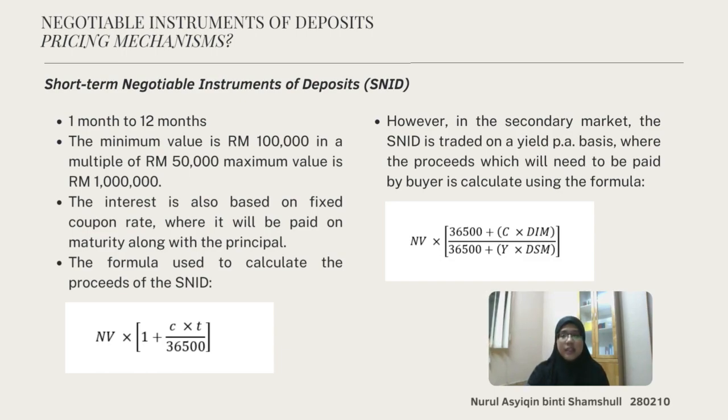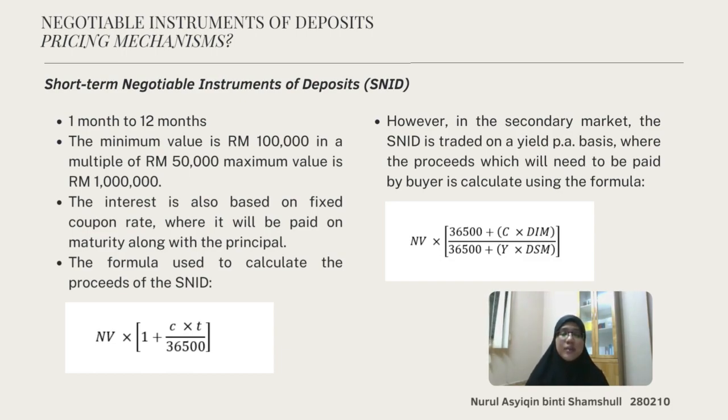NID are divided into 4 categories, the first one being the short-term negotiable instrument of deposit (SNID). The tenure for SNID ranges between 1 month to 12 months. The minimum value is 100,000 ringgit in multiples of 50,000 ringgit, and the maximum value is up to 1 million ringgit. The issuer may issue NID at par, at a premium, or at a discount depending on the market interest rate after discussing with the depositor.